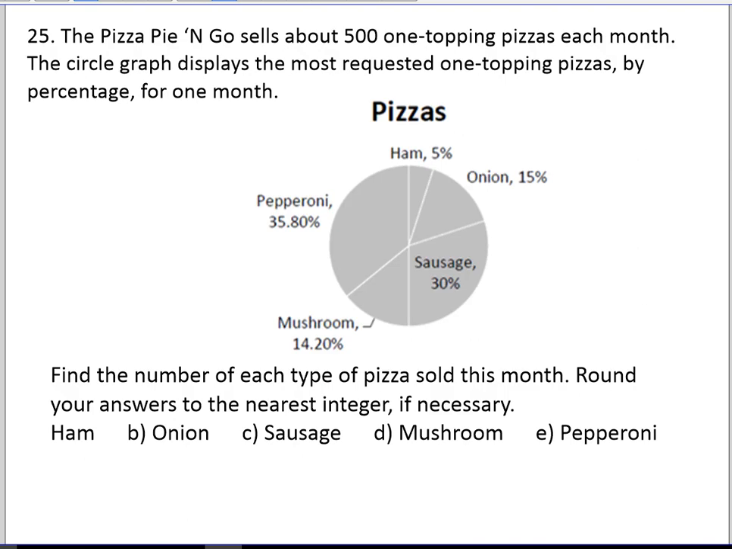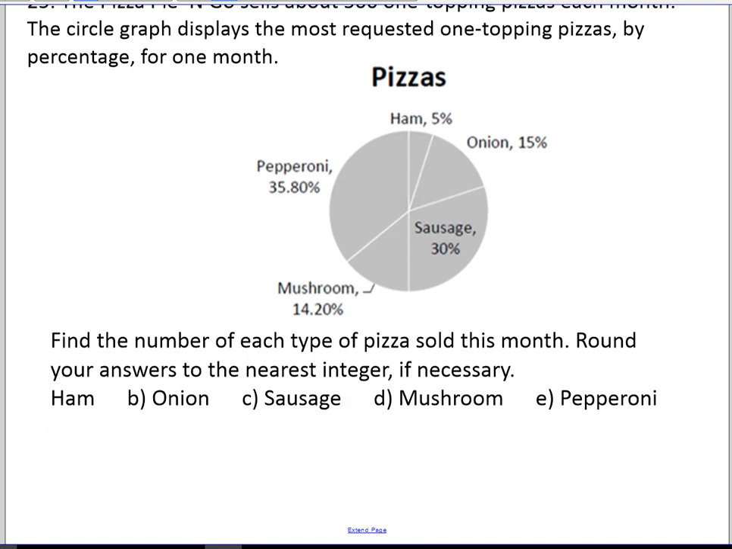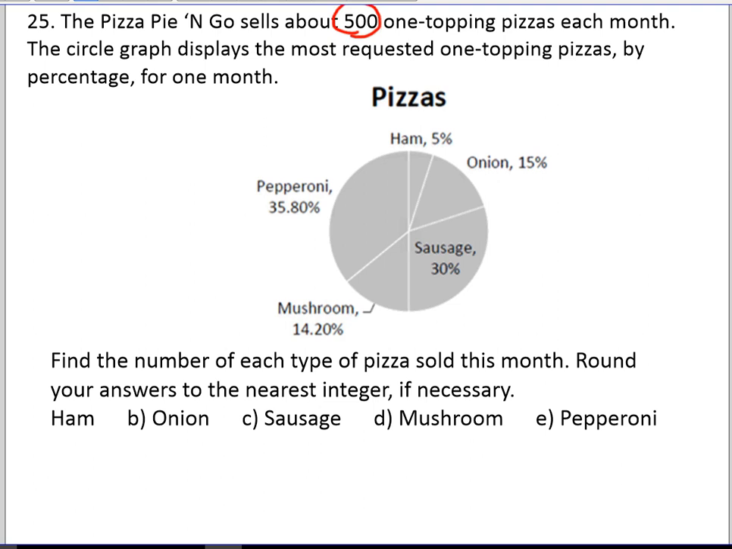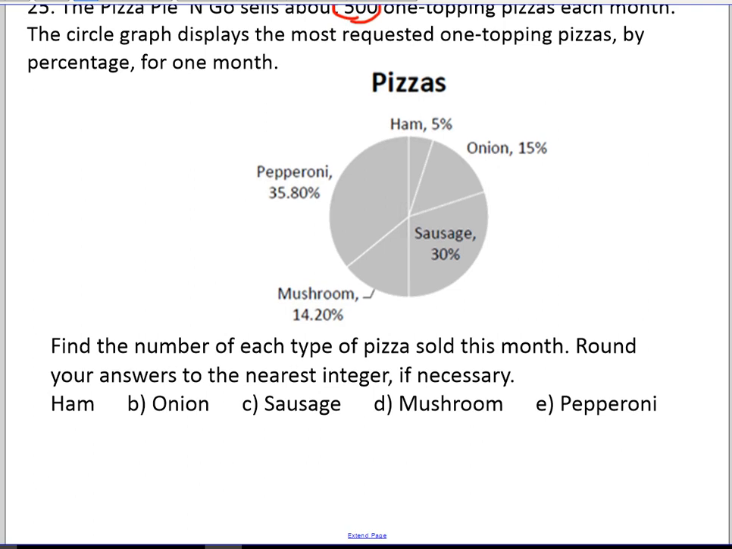Okay, here we have our pizza pie chart. Notice the story problem tells us that we have 500 pizzas, which represents our total amount of data in our pie chart. And so we're just finding the number of pizzas sold each month, rounding to the nearest integer. So this is mostly calculator work for us. We're taking our 500 and multiplying it by the percents that we're given.